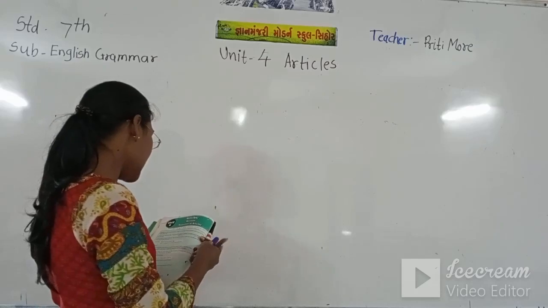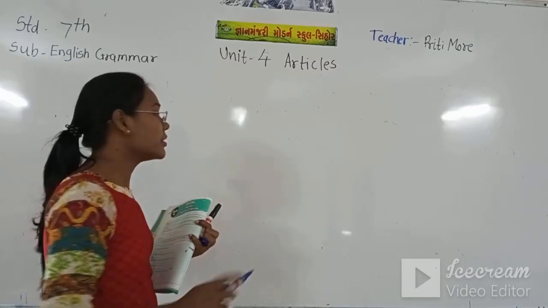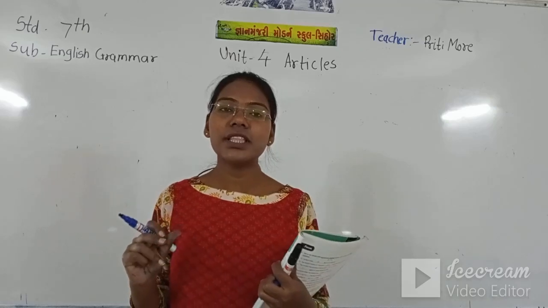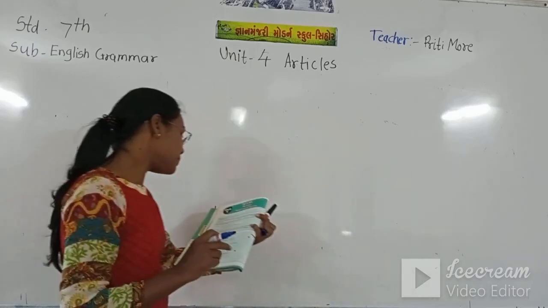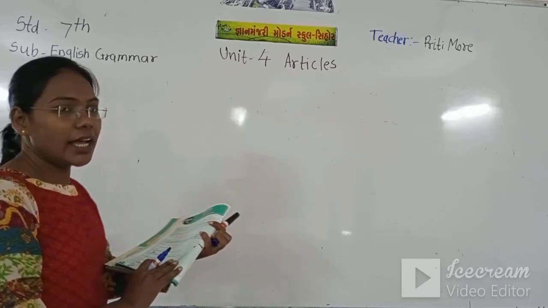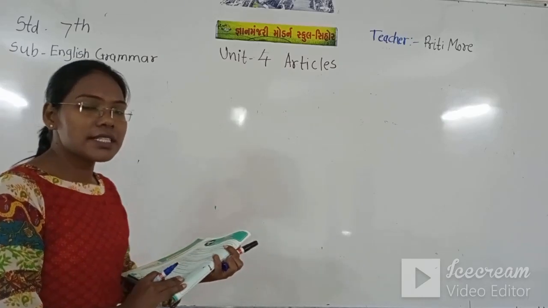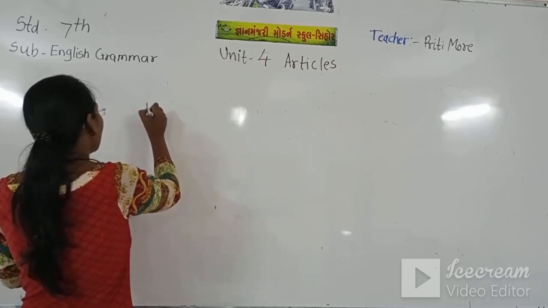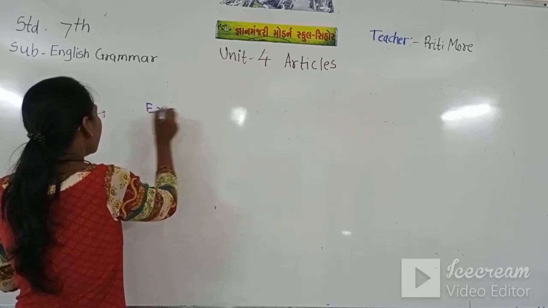Now one example is there of when to use an article. We have seen we use an article when the words begin with the vowels. That time we use an article before the singular countable noun. Now the example of an article.